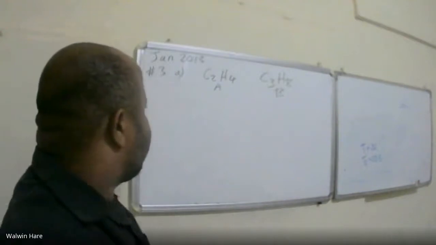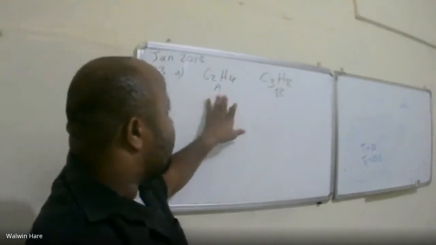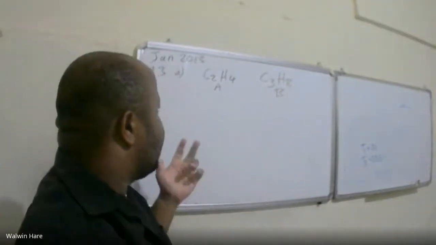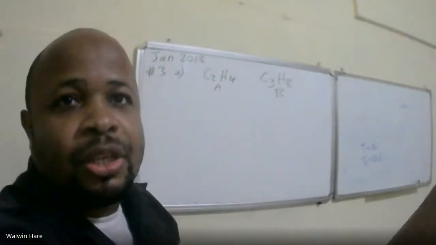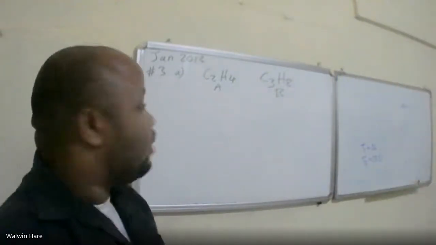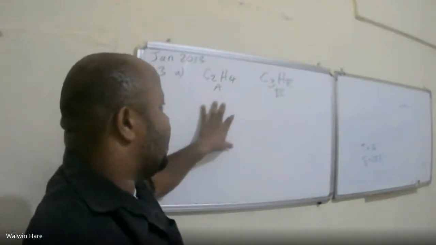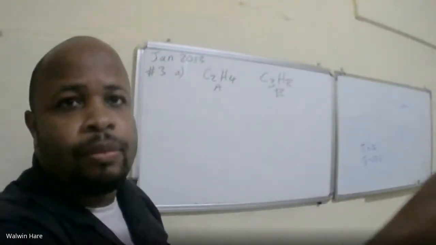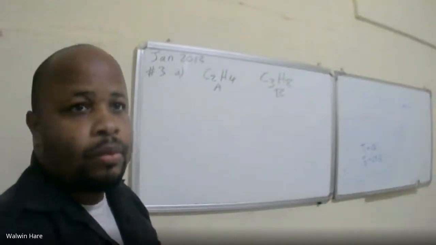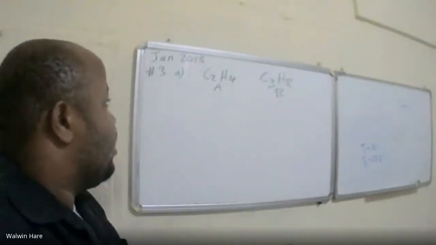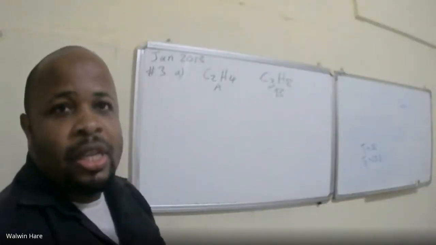So before I draw the structures of compounds A and B, both are hydrocarbons because they consist of only carbon and hydrogen. I want someone to tell me which of them is the alkane and which of them is the alkene. Compound A is the alkene. That is correct. And how did you know that compound A is the alkene? Because you have 2 carbons and then you have 4 hydrogens, like double.